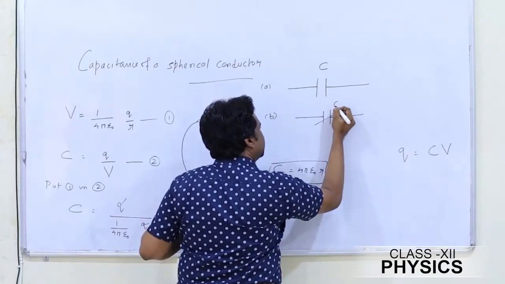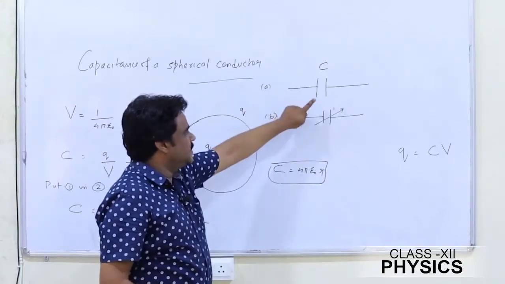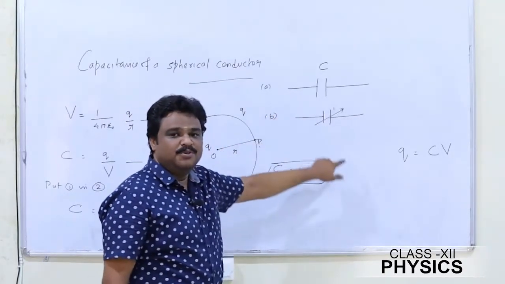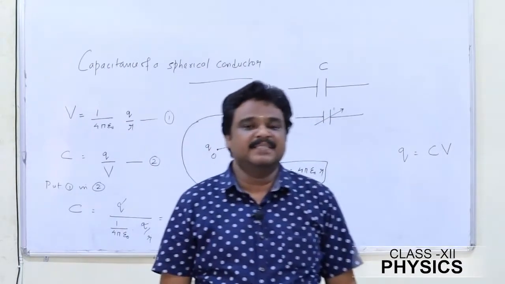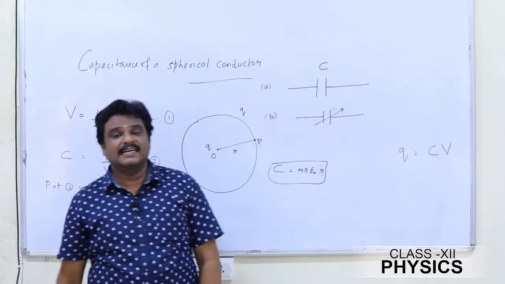The second denotation will be like this. Here also I am going to say it is a variable value. So what is the difference between the two symbols? If I am going to use a fixed capacitance, I am going to use this symbol. If I am going to use a variable capacitance, I am going to give this symbol. So these are the symbols of capacitors that we usually use while dealing with electrical circuits.